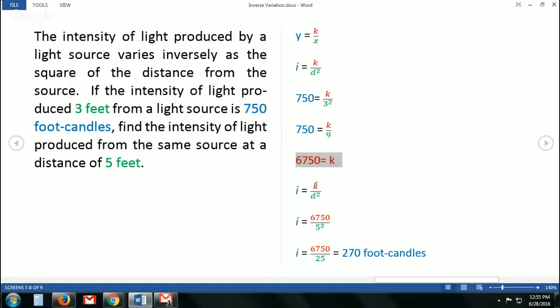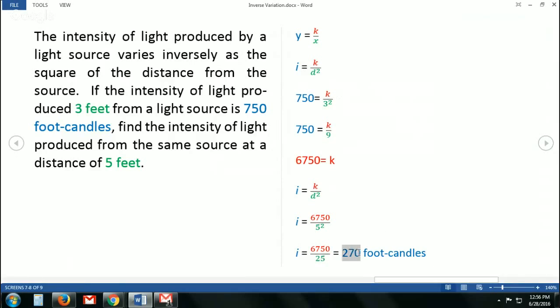If we know that k is 6,750, we can work our new situation. Putting 6,750 in the place of k, we were told to use a distance of 5 feet. So let's put 5 feet in for the distance. The distance is being squared. Now, 5 squared is 25. So if we take 6,750 and we divide by 25, that gives us an intensity of 270 foot candles. The intensity when we are 5 feet away is 270 foot candles.